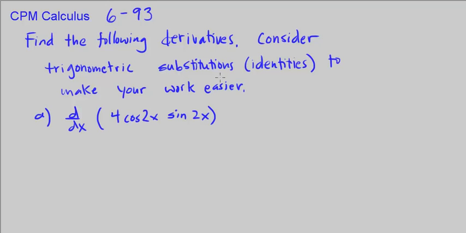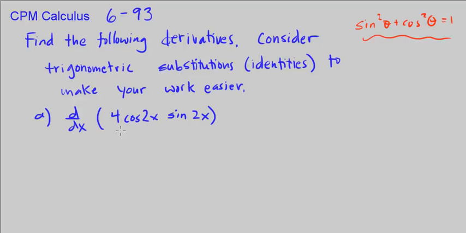This is CPM Calculus Chapter 6, number 93. So we want to find the derivatives, okay? And it says to consider trigonometric substitutions or identities. For example, we know sine squared of theta plus cosine squared of theta equals 1. So use things like this to make your work easier.